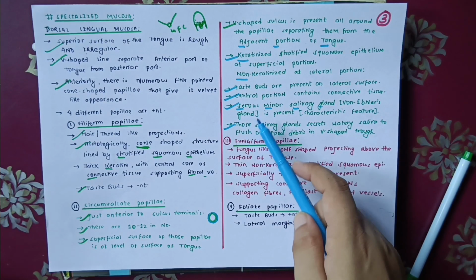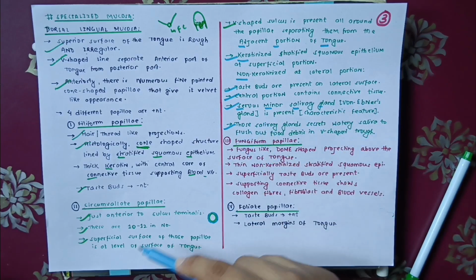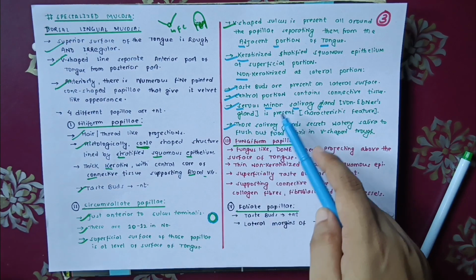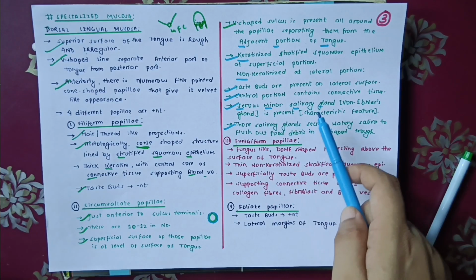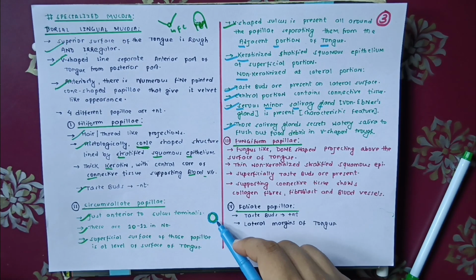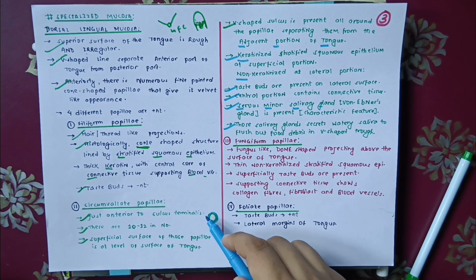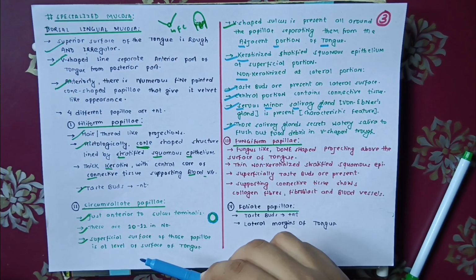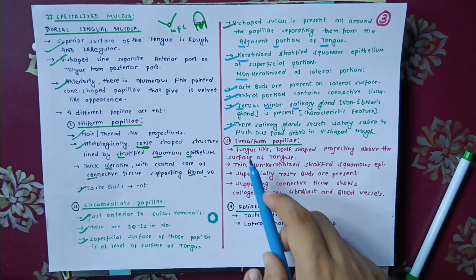Okay, and we have the von Ebner's gland present in this circumvallate papillae, which secretes a watery secretion that flushes out the food debris present in the V-shaped trough, which is just adjacent to and encircling the circumvallate papillae. Okay, so the things are clear here. After that, fungiform papillae.